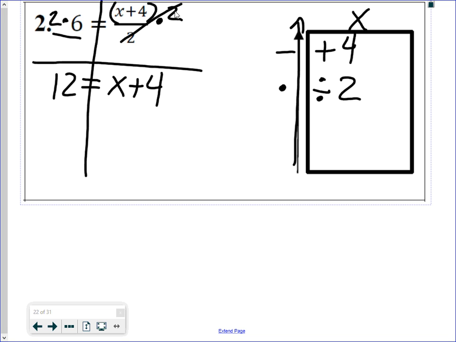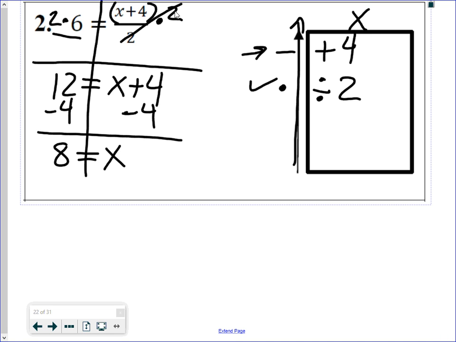Then our box says, so we multiplied by 2. Now we're going to minus 4. So minus 4 to both sides. Minus 4, and I get that 8 is equal to x. And that's it. The 4's cancel. They add to 0, right? And so we would probably like to rewrite it as x equals 8.